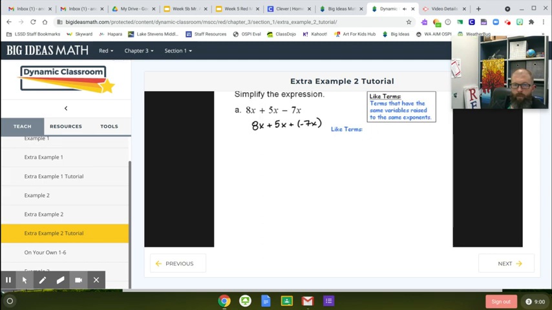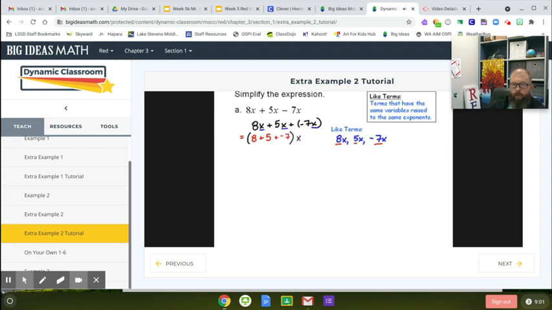Notice that each term in this expression has the variable x raised to the first power. So the like terms in this expression are 8x, 5x, and negative 7x. Now we're ready to combine like terms. To combine like terms that have variables, use the distributive property to add or subtract the coefficients. The coefficients in this problem are 8, 5, and negative 7. 8 plus 5 plus negative 7. And the coefficients are all being multiplied by x.